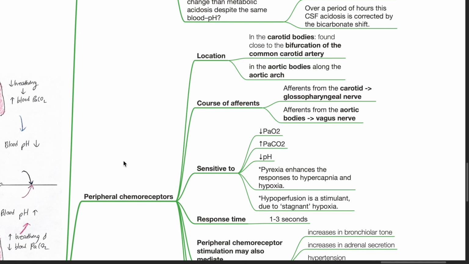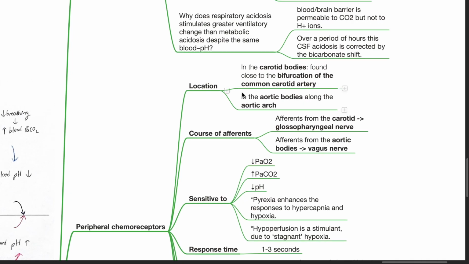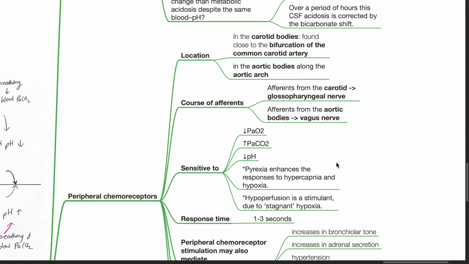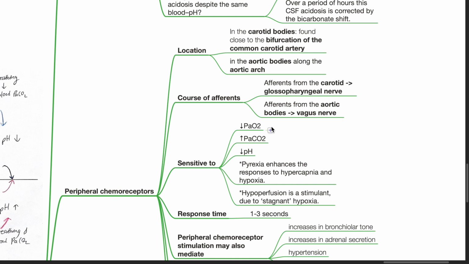Peripheral chemoreceptors are located in the carotid bodies, found close to the bifurcation of the common carotid artery, and in the aortic bodies along the aortic arch as well. The efferents from the carotid bodies travel along the glossopharyngeal nerve, and the efferents from the aortic bodies travel along the vagus nerve. The peripheral chemoreceptors are sensitive to decreases in PaO2, increases in PaCO2, and decreases in pH.